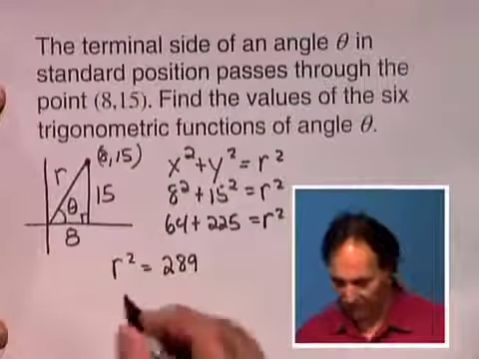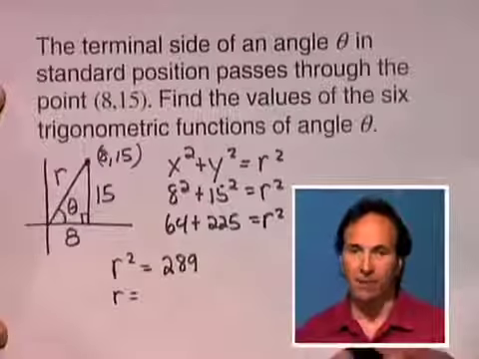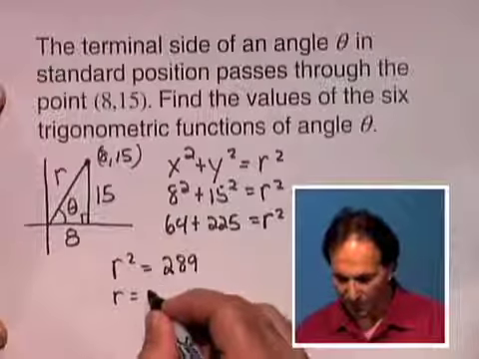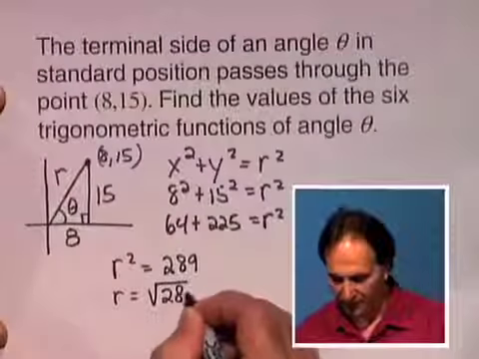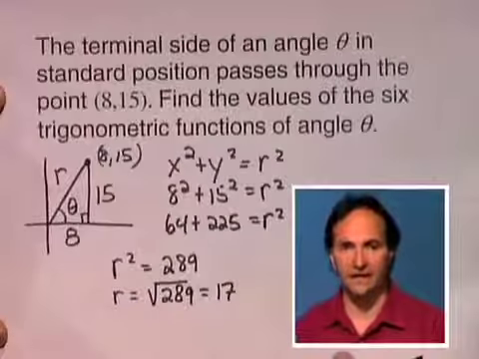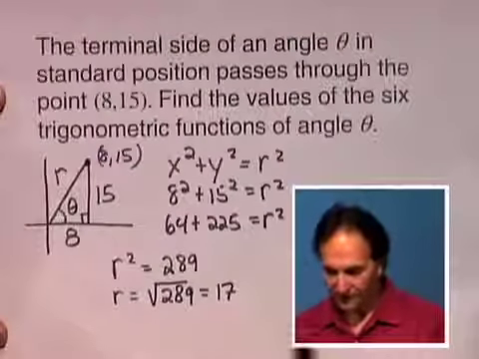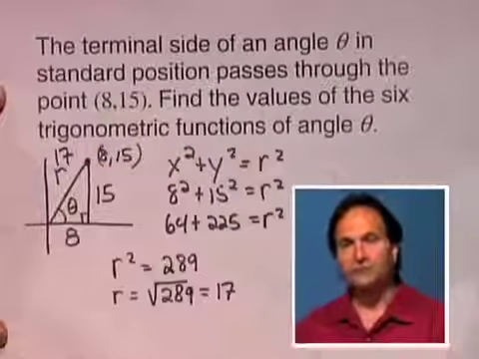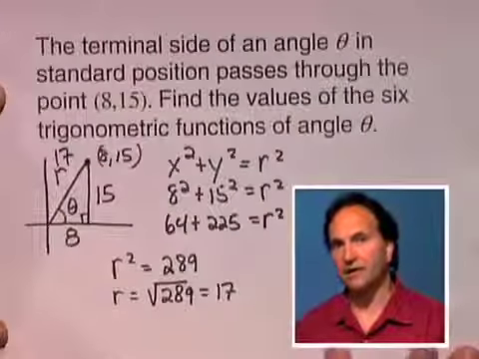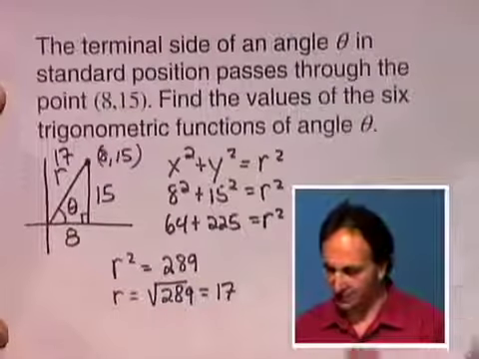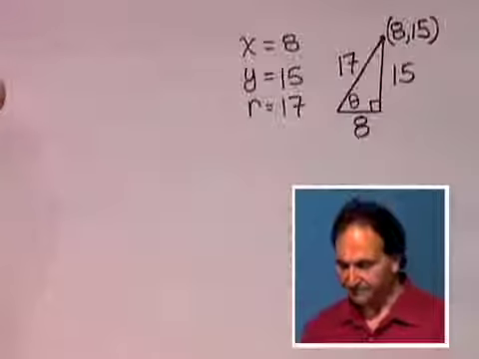And now we take the square root, and we only need the positive square root, of course, because it's a distance. So it's positive the square root of 289, which is positive 17. Now, that's the information we need. R is 17. I've redrawn that on the next sheet so that I have more room to find the values of the 6 trigonometric functions. So let's take a look at that.